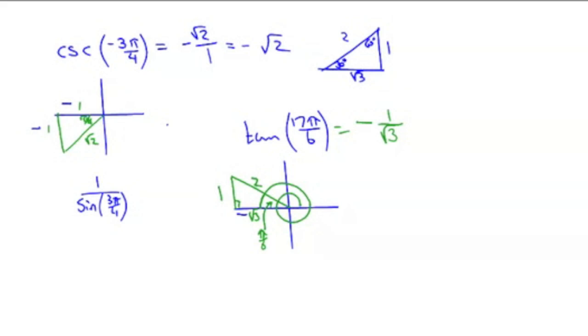Isn't the hypotenuse always positive? Hypotenuse has to be positive, no matter what. So the only thing that would be negative is the legs. So that's a neat little trick if you want to use it, but not super necessary.